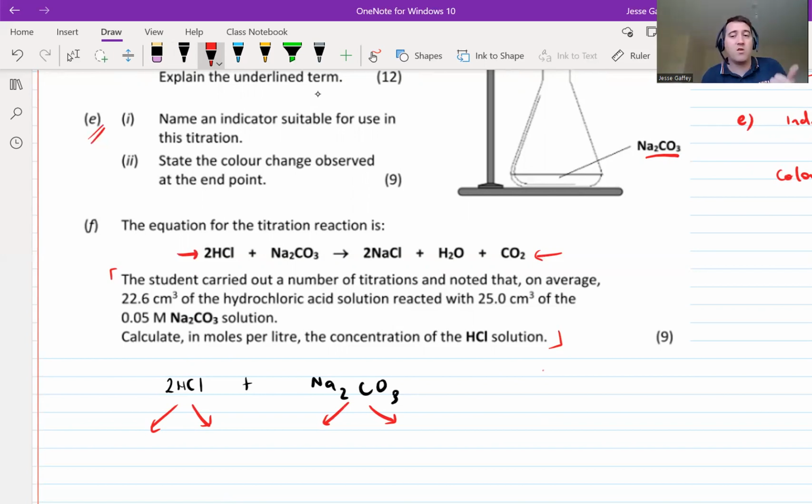So pause the video and write down the things you need to know on those arrows. Okay, on those arrows, just a reminder, you should have the concentration in moles per liter or molarity, and you should have the volume used in each titration in liters. Okay, so pause the video if you didn't know that and do this now.